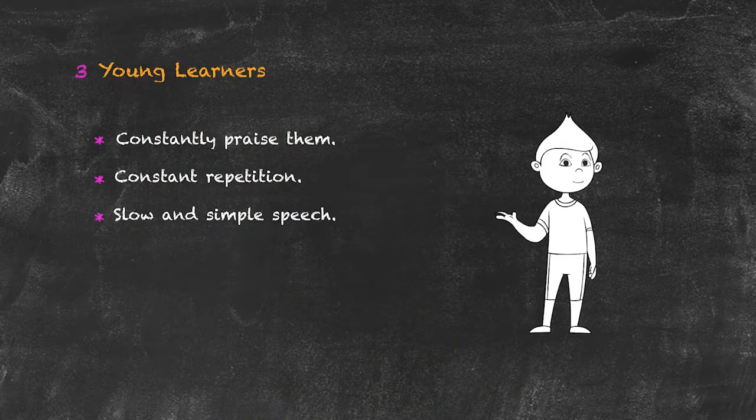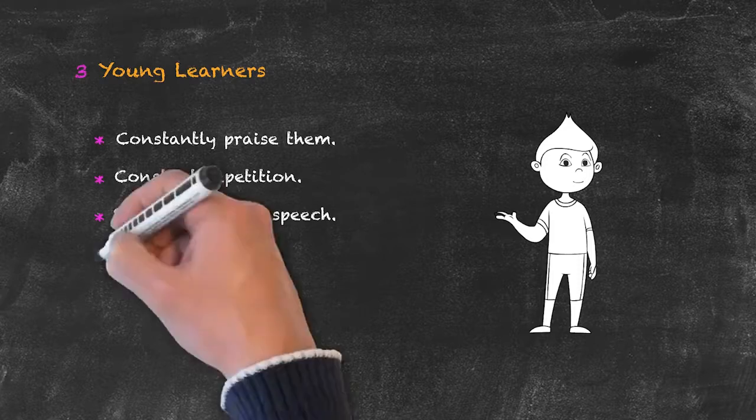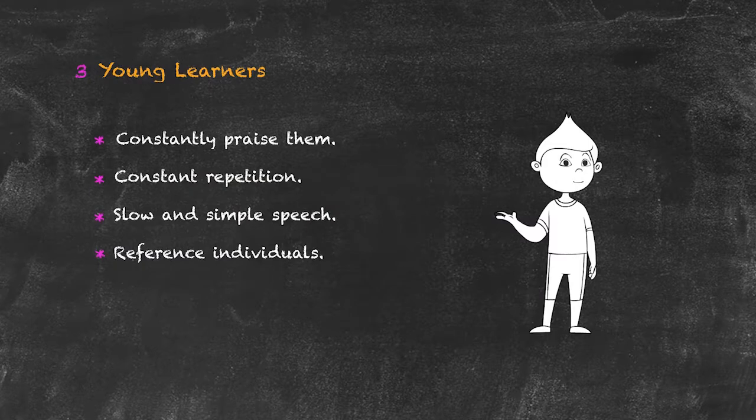There is little point with our younger learners in using language that they don't even know in their own native language, so try to keep your language as simple as possible. Always try, whenever possible, to reference the individual person. So rather than talking to them as a whole group, when something has not gone right, try to reference the individual.